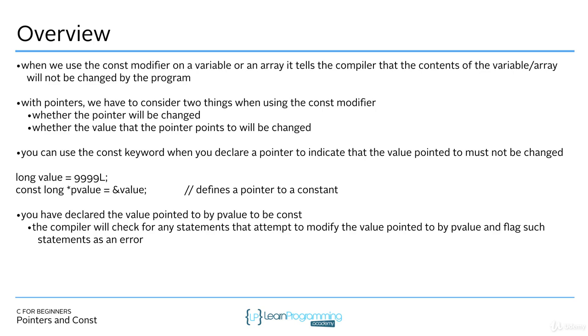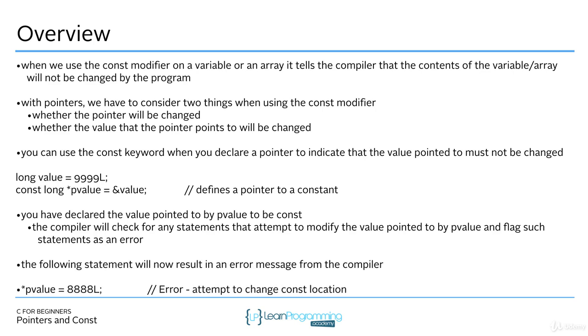Again, what you want to notice here is that const is the first word, and it's before the type. That's saying that the value pointed to cannot change. So if you try to do something like this on pvalue, assigning a value to what it's pointing to, you see the indirection operator there. That means we're assigning a value to what we're pointing to. If we try to do that, it's going to give an error because we can't change that value. Can't change 999L to 888L.